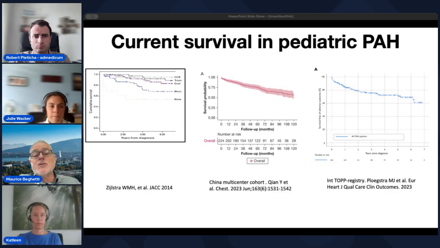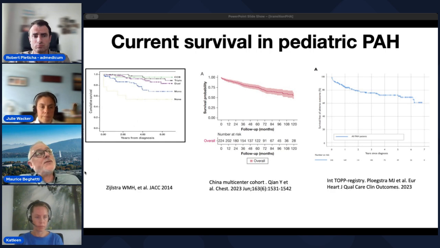So these are just 3 survival curves that explain why we need transition. Compared to a 50% survival at 2 years, we are now reaching, even if it's not perfect, 60 to 80%, depending on the disease, of patients that may reach adulthood with this disease. And so they will need to attend an adult clinic because they cannot stay in pediatrics for all life because we need to make space for new patients.